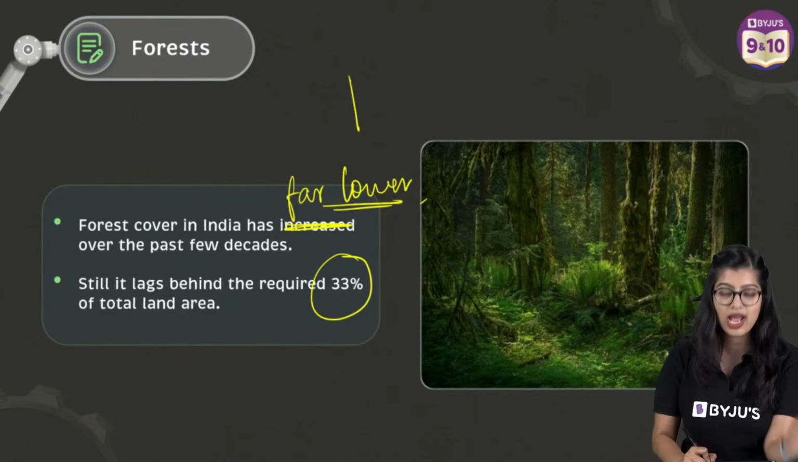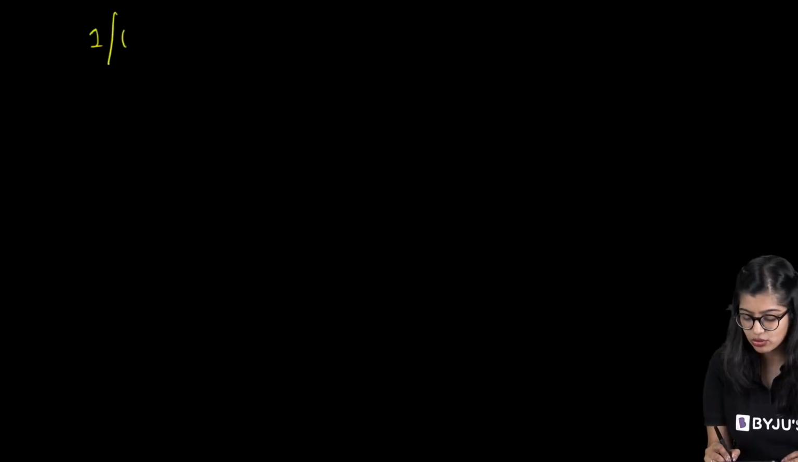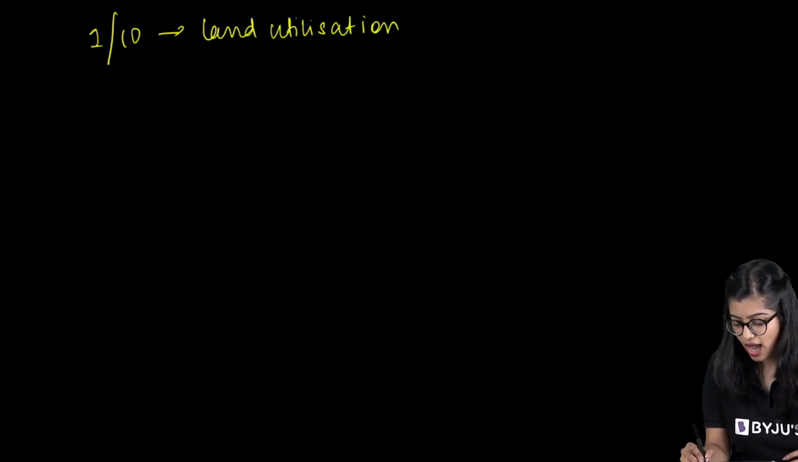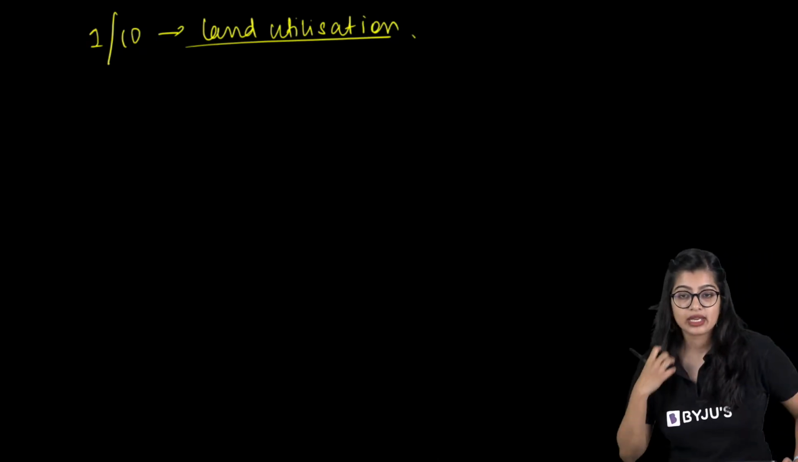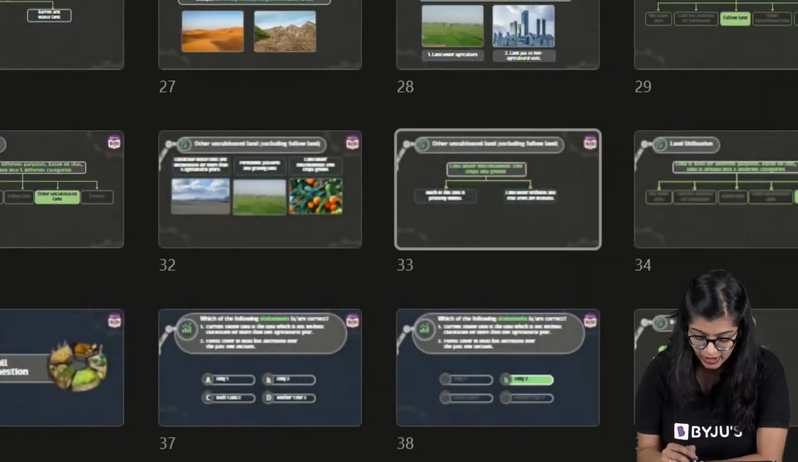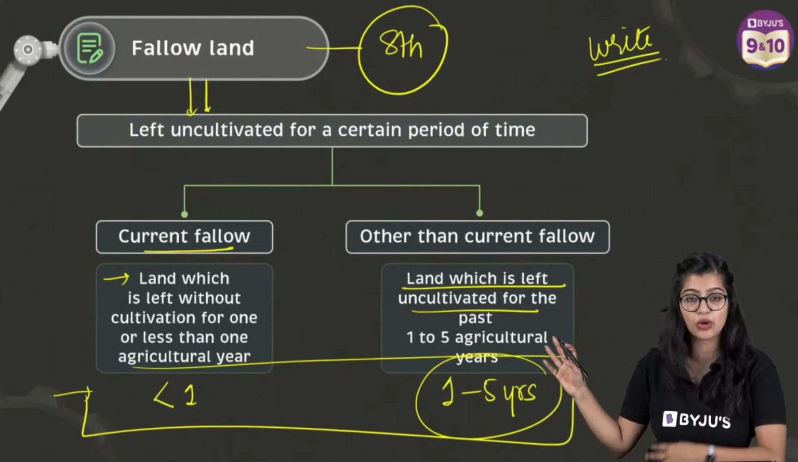Now before I go ahead, any doubts so far on a scale of 1 to 10 with respect to land utilization and land use pattern? Are we feeling confident? Yes? Ma'am, repeat it because we couldn't hear you. Which part do you want me to repeat? Fallow land, is it? So let me quickly go to my fallow land slide so that it makes it easy for me to teach also, right?